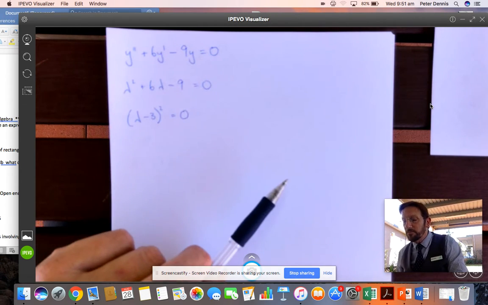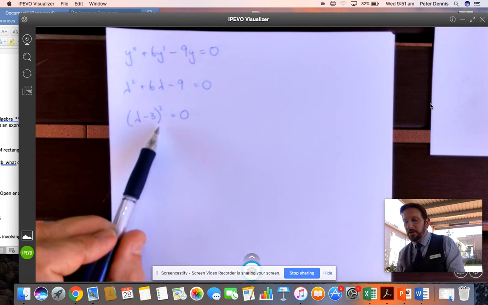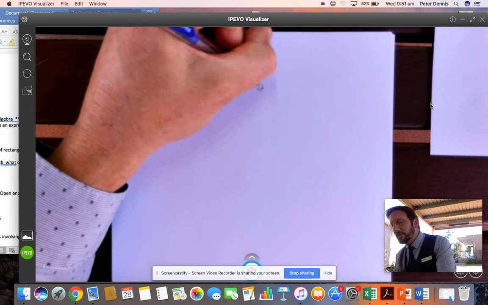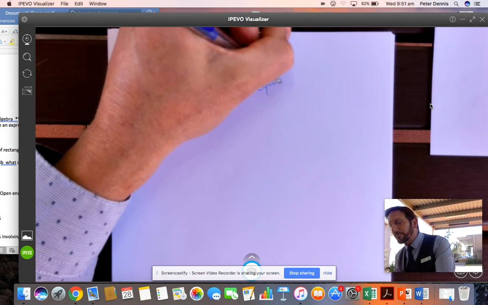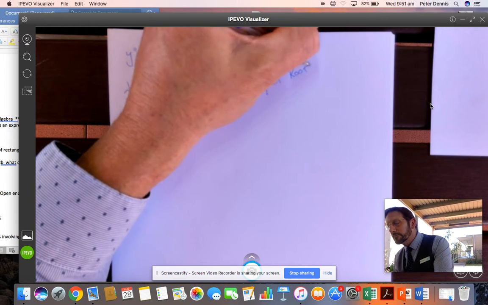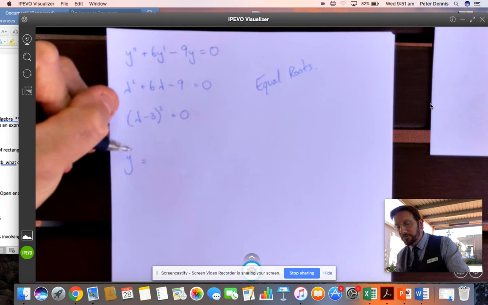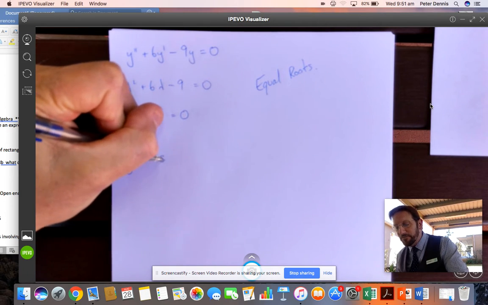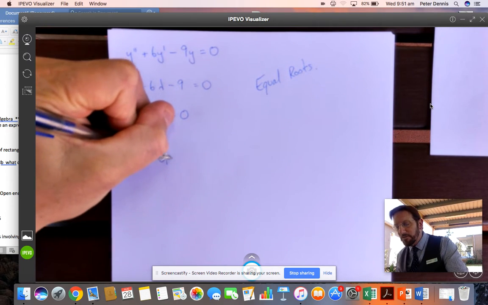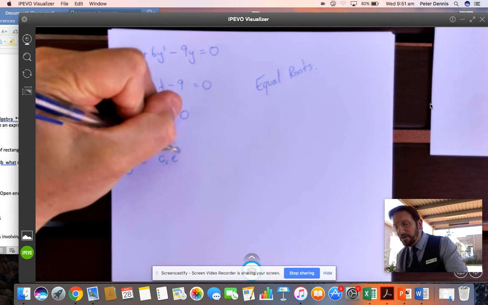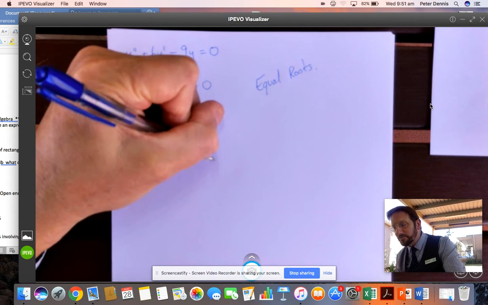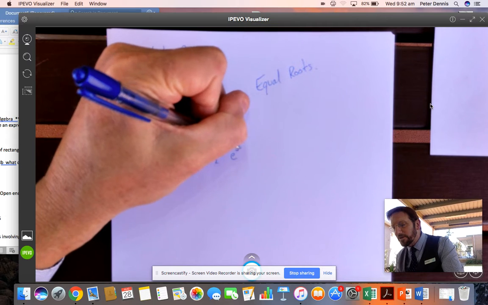The next thing that can happen is if we have something like this, y'' plus 6y' minus 9y equals 0. What we get here is equal roots. So our solution to this, at first, we might think is going to be C1 e to the 3x plus C2 e to the 3x.